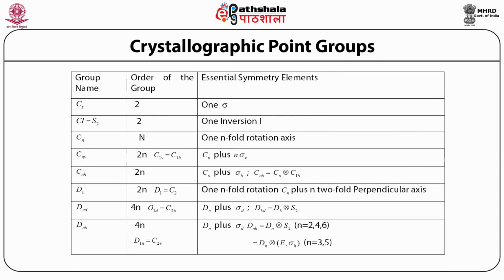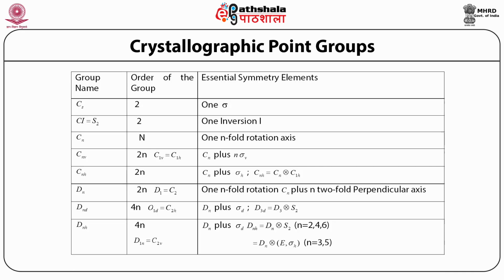So there are 32 crystallographic point groups in 3 dimensions. And let me mention at this stage that in 2 dimensions there are 5 crystallographic point groups. So we have 32 crystallographic point groups, which we have shown in the slides. And I will explain the group name, the order of the group, and the essential symmetry elements of these 32 point groups. The first group name is C1h.